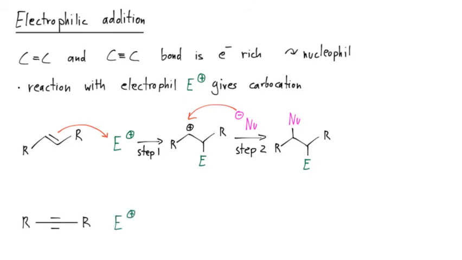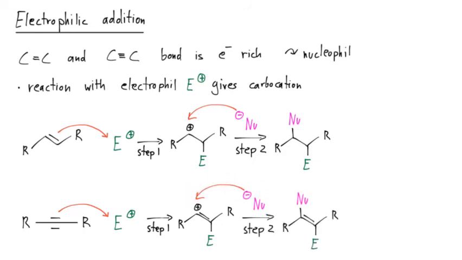Same thing for the alkyne, only that now you have a triple bond here, which is also rich in electrons and therefore can attack an electrophile, forming again a carbocation with the added electrophile, but this time we have a still remaining double bond here. But nevertheless, this carbocation is also susceptible to a nucleophilic attack that then adds to the molecule. So this is called an electrophilic addition reaction.